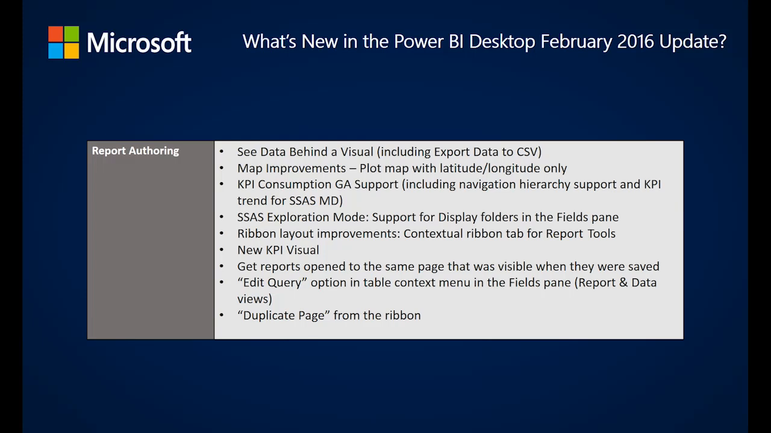The first group of features this month is about report authoring capabilities. The first feature this month is something that has been long requested by many of you, the ability to see the data that's behind the visual and also being able to export that data to a CSV file. Let's take a look at this feature.